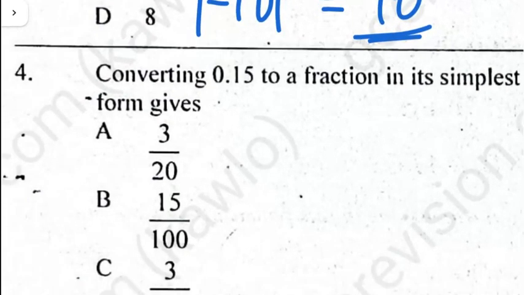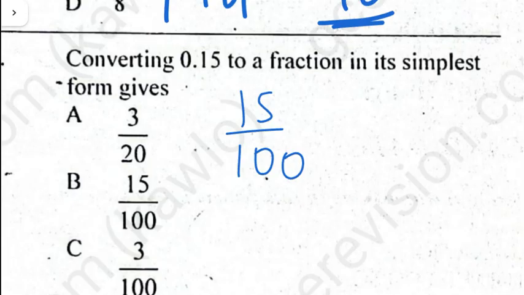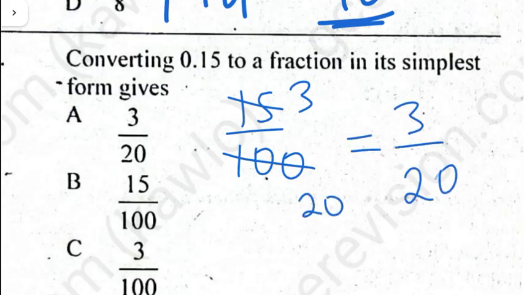Question 4. Converting 0.15 to a fraction in its simplest form gives... So we have 0.15. How many digits are after the decimal point or marker? We have 2. So 0.15 is the same as 15 over 100, where this 100 takes the place of these 2 decimal places after the decimal marker. Now we can simplify or reduce this fraction. 5 here, 3. 5 into 100, 20 times. So the result is 3 on 20. Okay? So A, 3 on 20.